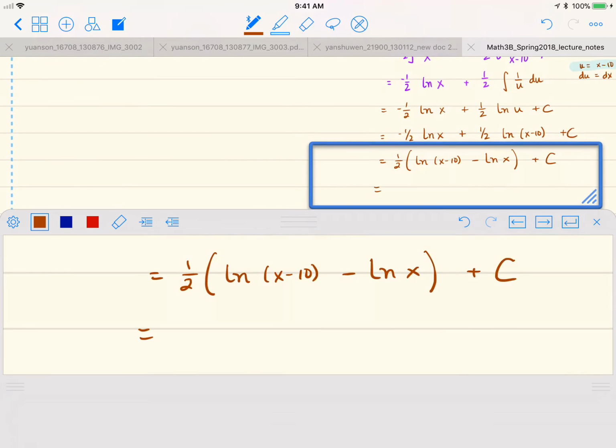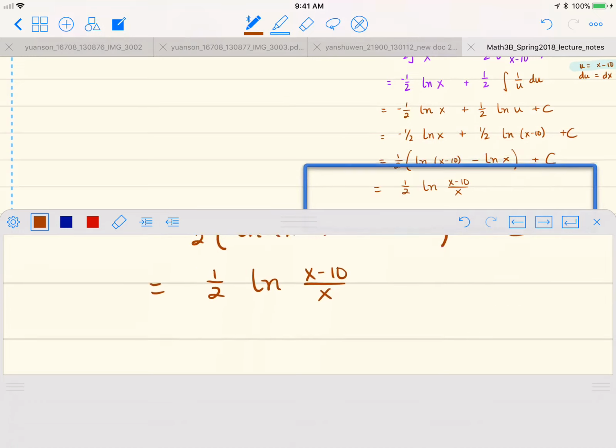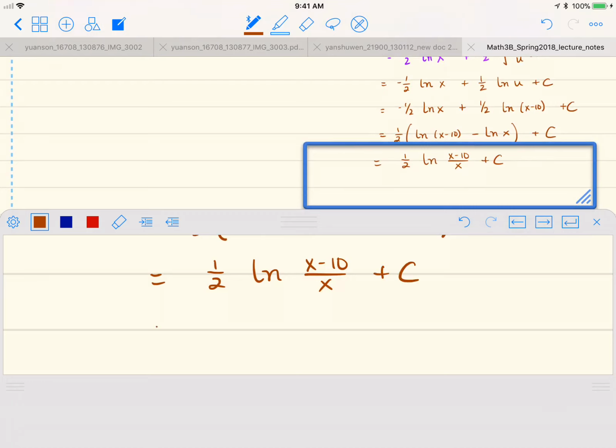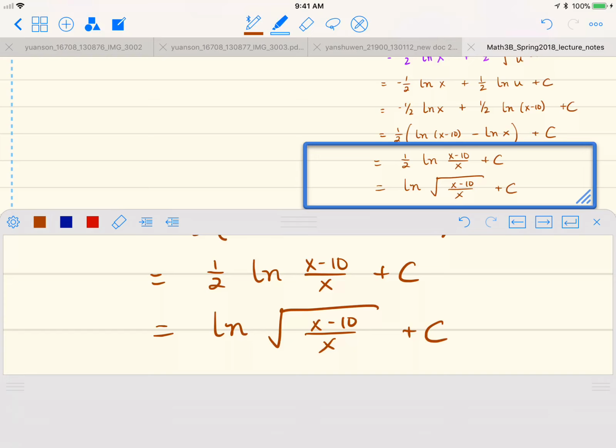And now I'm going to use my log properties and say I have natural log of x minus 10 divided by x and a 1/2 out front plus a constant. And then lastly, more log properties, natural log of the square root of x minus 10 over x plus a constant. So that would be the final answer.